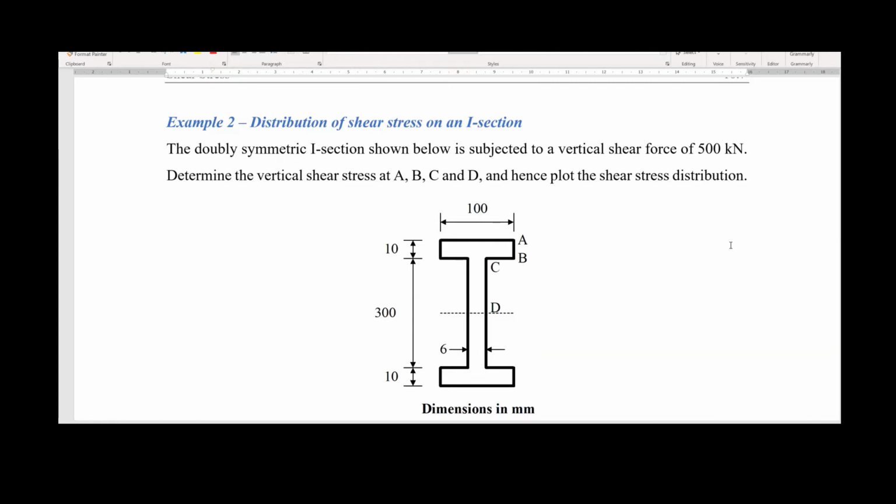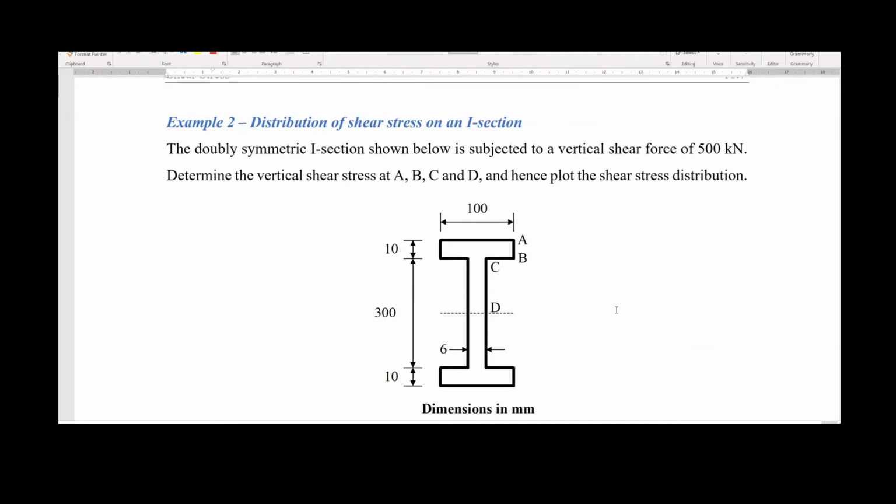So we know that the shear force is 500 kilonewtons in this case. So we have much more shear force than in the previous exercise, because in the previous one we had 72 only. So we need to determine the vertical shear stress at A, B, C, and D. So now we don't have a uniform distribution of this line for doing the analysis, but we have defined 4 different points. We have A, we have B, we have C, which is this corner here, and we have D, which is in correspondence with the neutral axis.